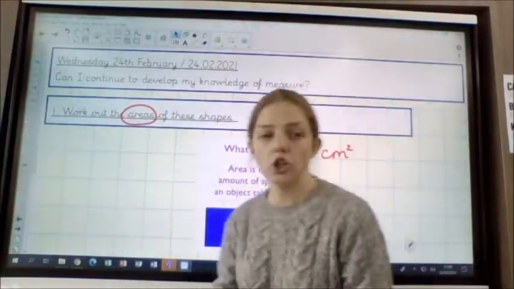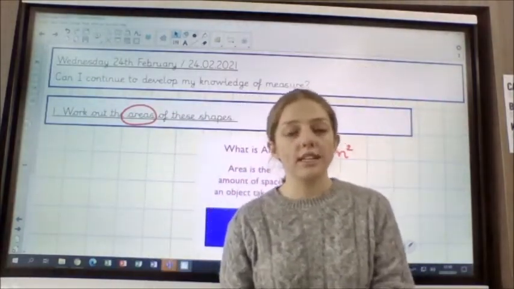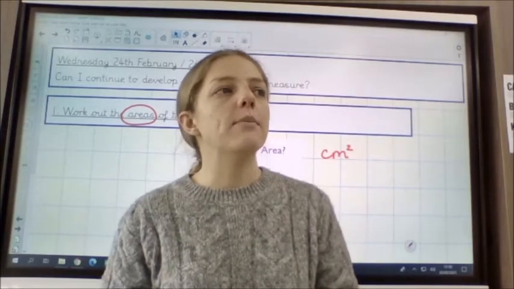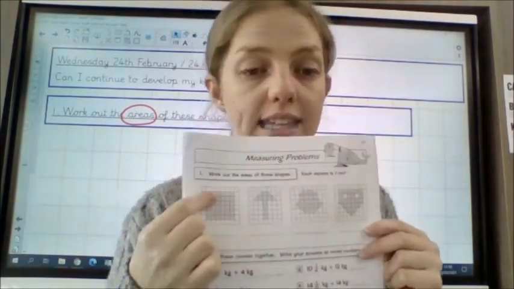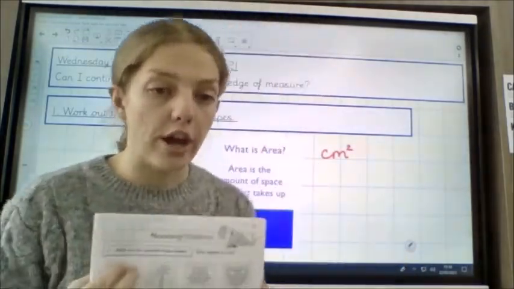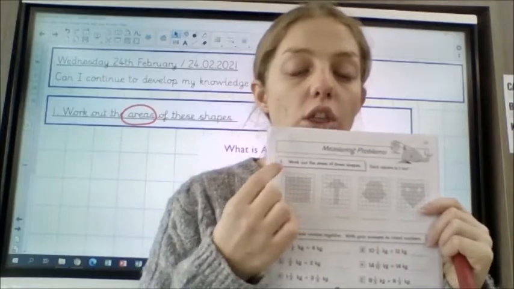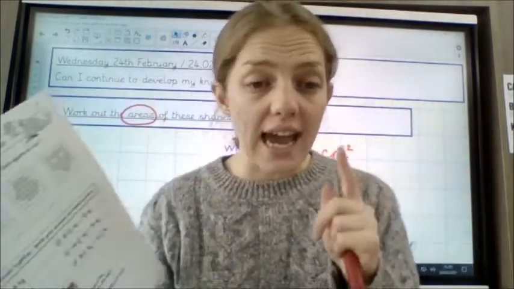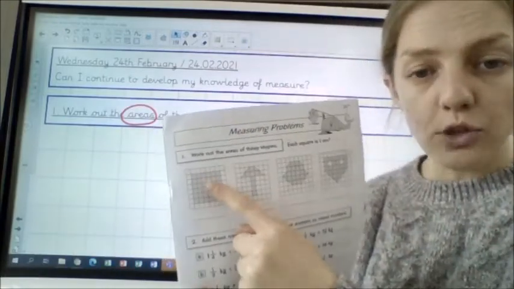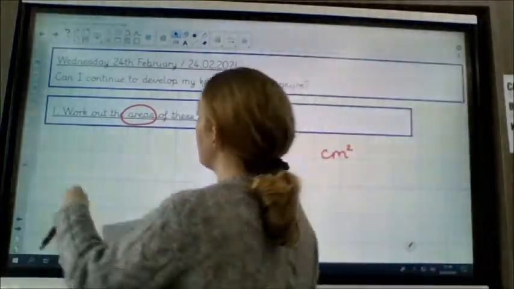Now I'm going to show you how you can work it out. An easy way would be to count the number of blocks inside that are grey. That would be your area. You could, though, use the length of your shapes to multiply them. But for today, I just want you to count the blocks.